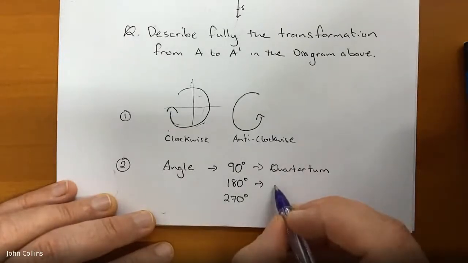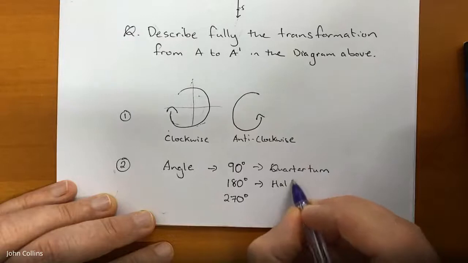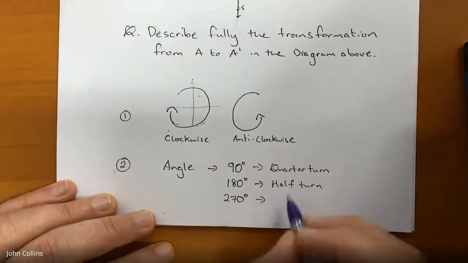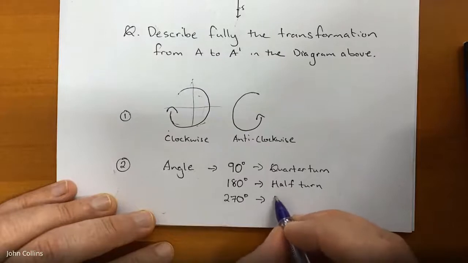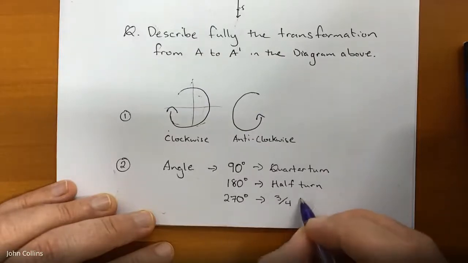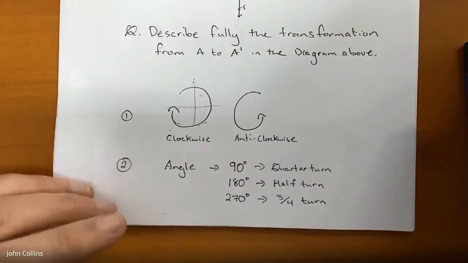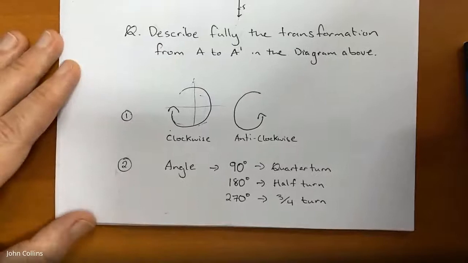So 180 degrees then would be a half turn. And then 270 would be a three-quarter turn. So I'll write it as a fraction.